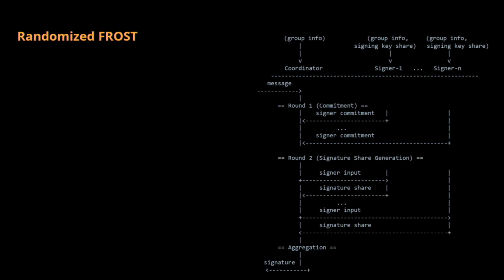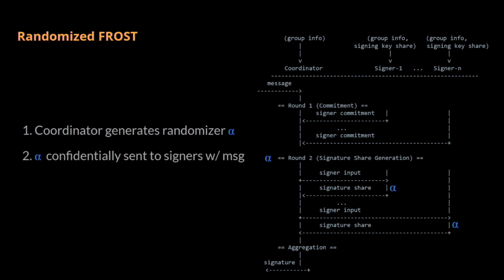So here's the main scheme of Frost. What changes is in round 2; round 1 is related to commitments, and that doesn't change for re-randomized Frost. But at the beginning of round 2, the coordinator generates the randomizer, alpha. It's a random scalar value. It sends it to all signers in a confidential channel. The signers use alpha in the computation, and at the end, the coordinator also uses alpha to add a term to the signature, and that computes the final signature.